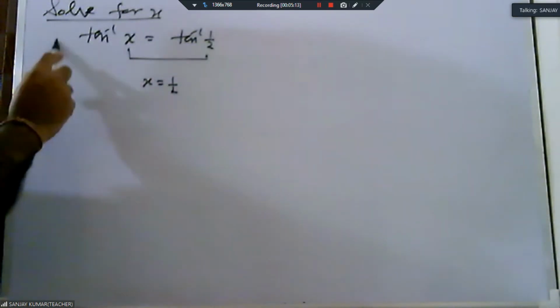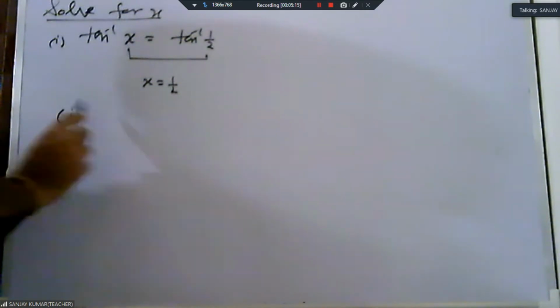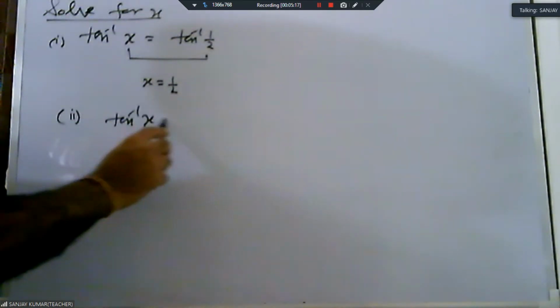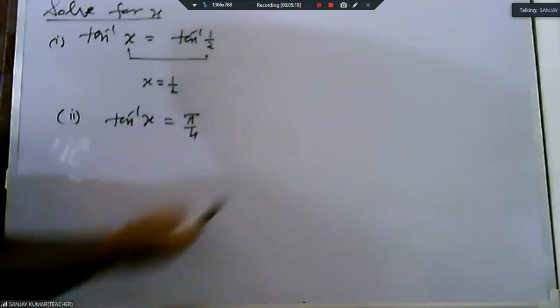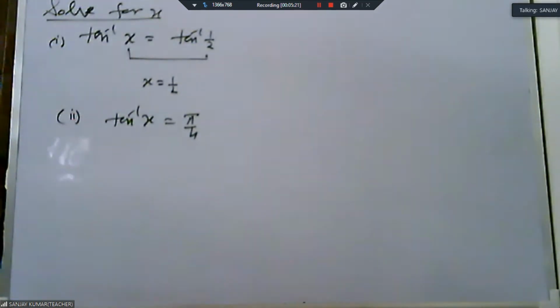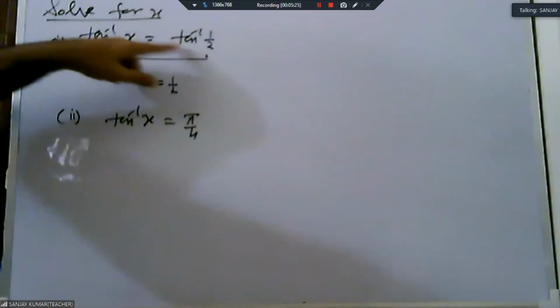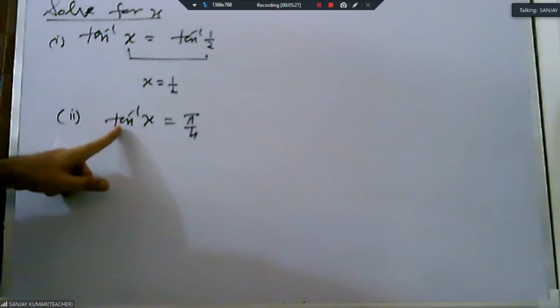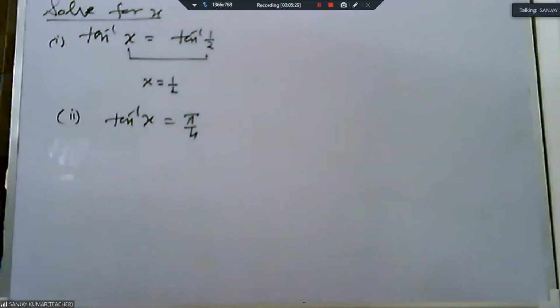Now what problems can he create for you? In the second problem, he says that tan inverse x is pi by 4. They have not given tan inverse on the right side. So now you cannot compare, because you can compare only when both are tan inverse. Then you can say x is half. But here is tan inverse and here is pi by 4, so you cannot calculate x directly.